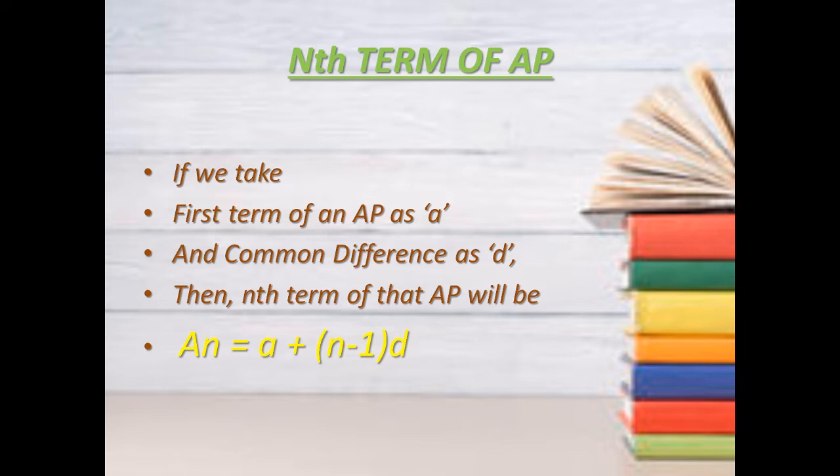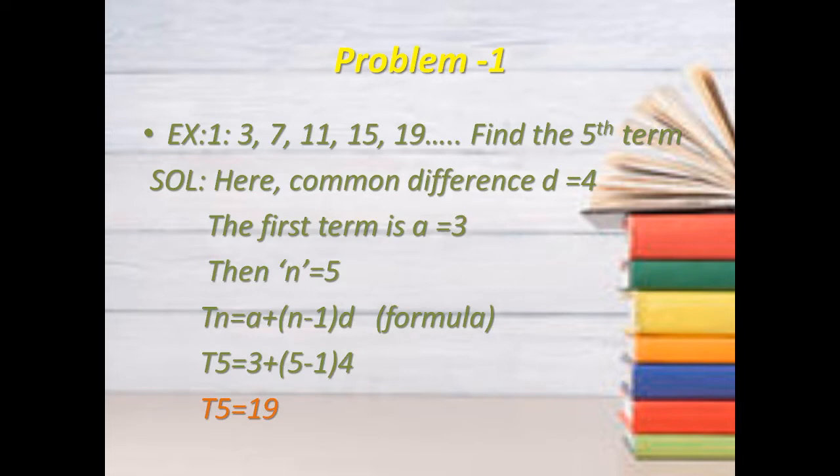Next, we can view a few examples on the nth term of an arithmetic progression. First problem, example 3, 7, 11, 15 and 19 and so on. They have asked us to find the fifth term of this sequence. Here, as we can see, the common difference is 4. I'll explain it. Let us take 3 and 7. The difference between 3 and 7 is 4. 7 and 11 is 4. 11 and 15 is 4. 15 and 19 is 4. Therefore, the common difference is a fixed number which is 4 in this given example.